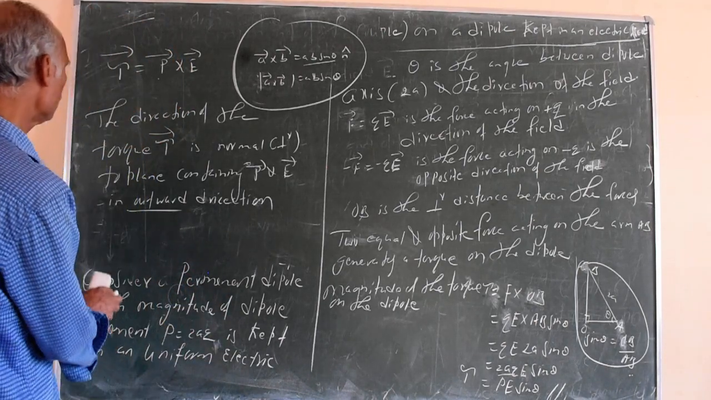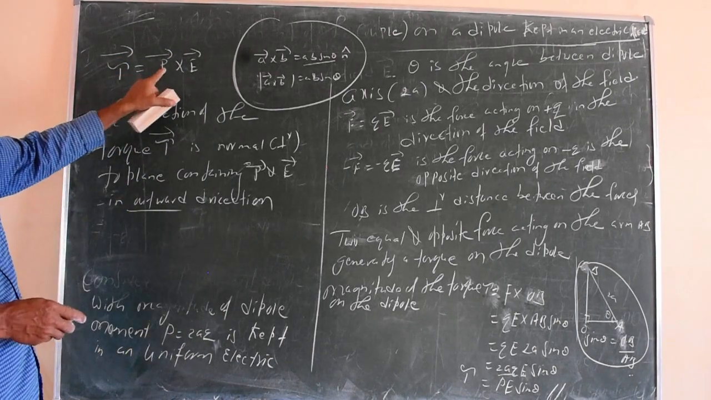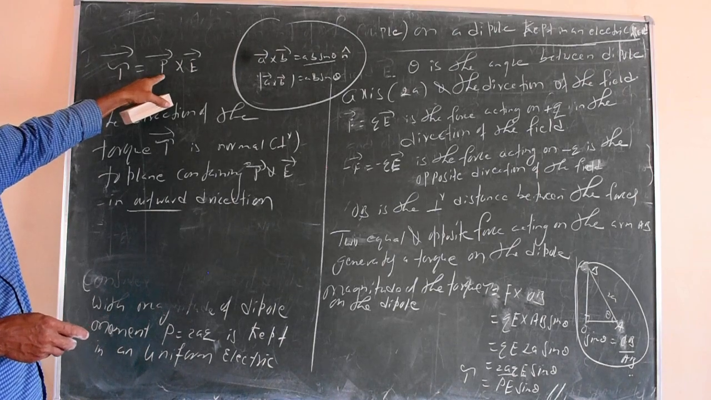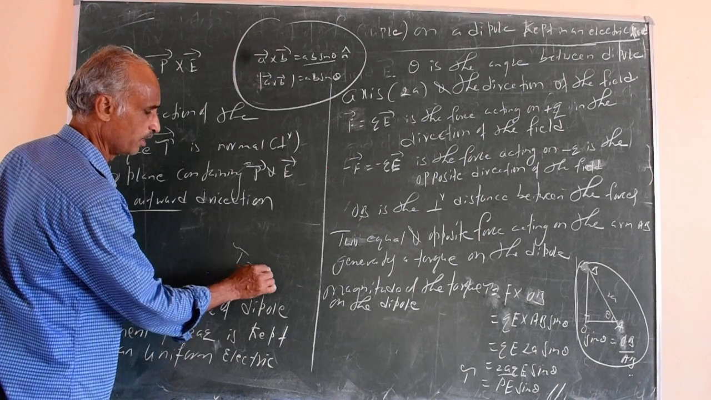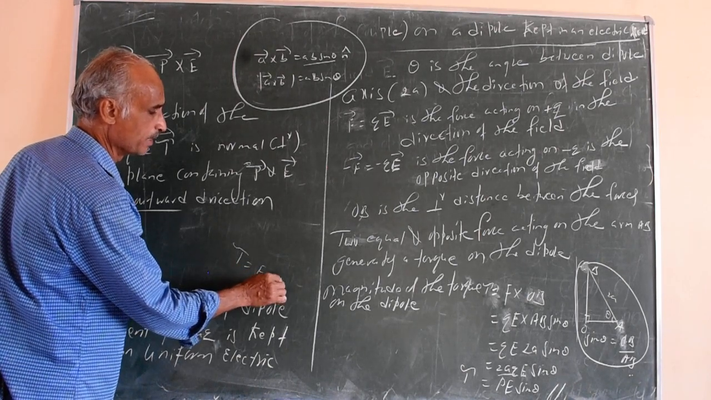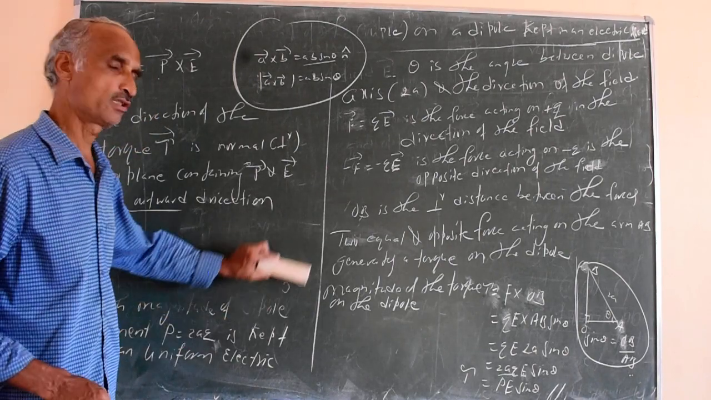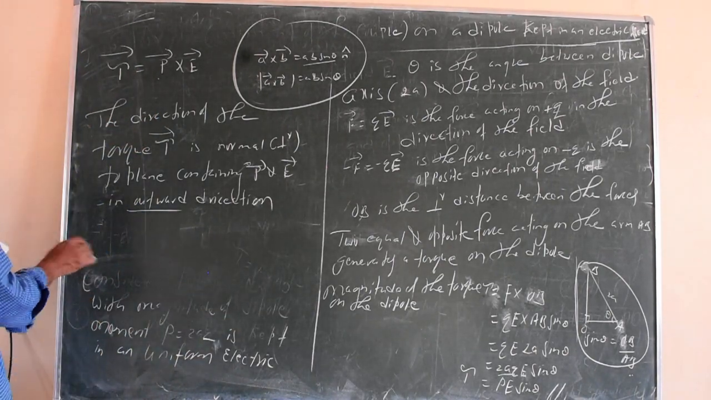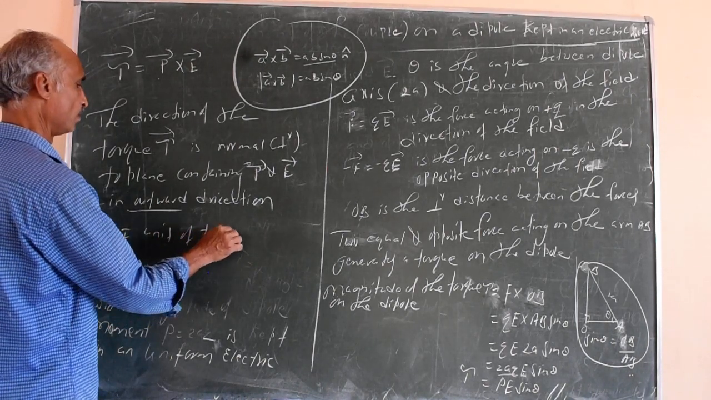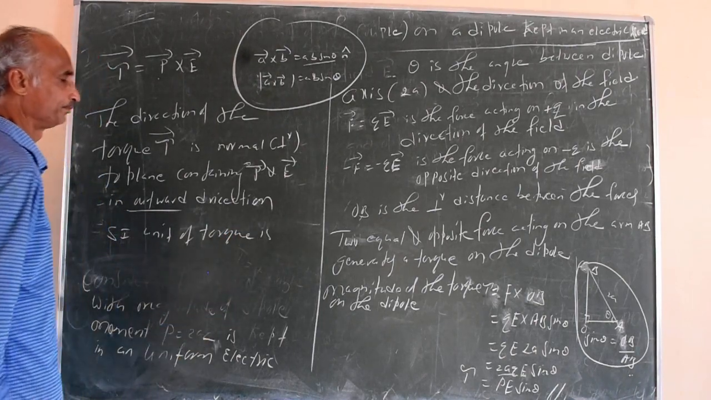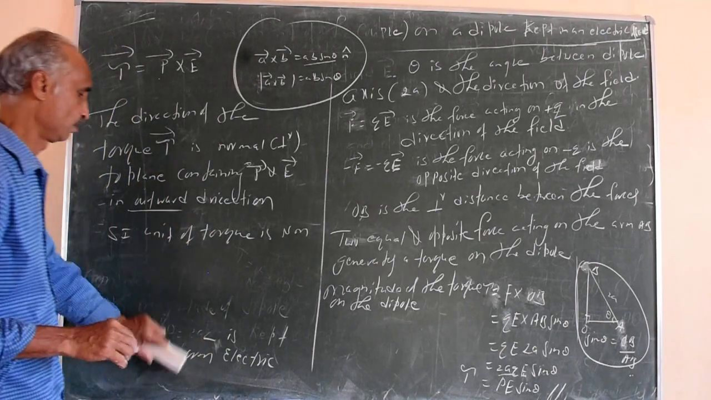What is the SI unit of torque? Torque is equal to force into distance. F is in Newton, distance is in meter, so the SI unit of torque is Newton meter.